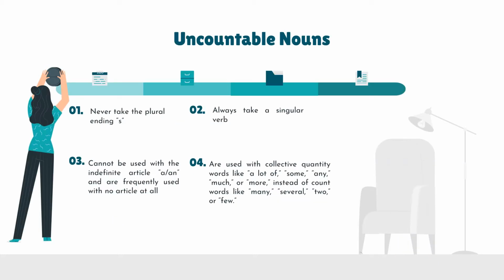Uncountable nouns. Remember, they never take a plural ending "s". They always take a singular verb. They cannot be used with the indefinite article "a" or "an", and are frequently used with no article at all.